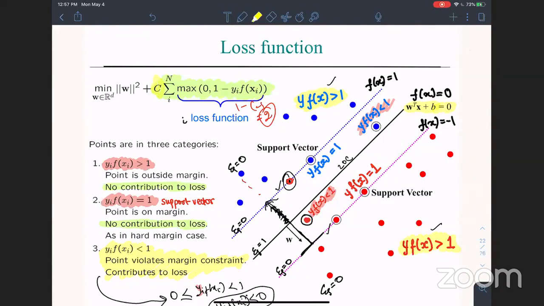Now you are randomly initializing some W and B. So it will give you some black line. That black line has some loss, which is mod of W squared plus C times the sum of max of 0, 1 minus yi f(xi). What is f(xi)? f(xi) is defined exactly by W and B.